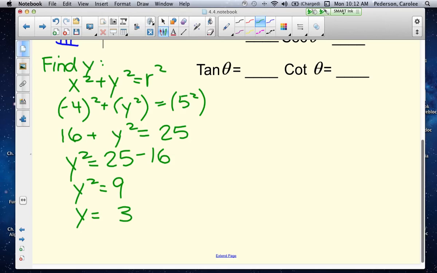Now we said earlier that that y value has to be a negative in that quadrant. Students make mistakes because they forget. Sometimes you have to be careful on your signs. Now we can go identify the 6 trig functions.